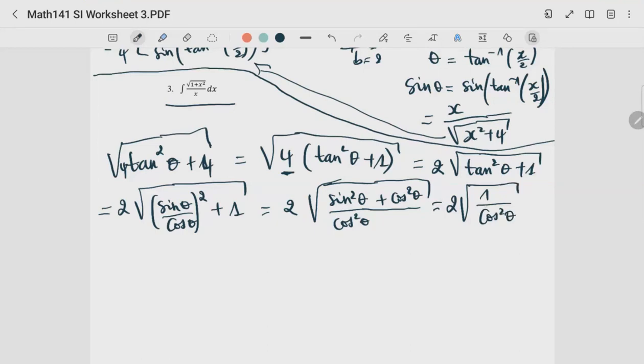And you know that 1 over cos is sec. So this is equal to 2 multiplied into the square root of sec squared theta. And the square root of sec squared theta is just sec. So you have 2 multiplied by sec theta. Do you understand now? Yes, thank you. Thank you very much. No problem.